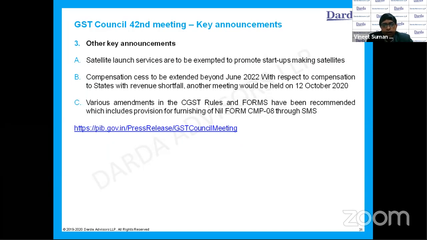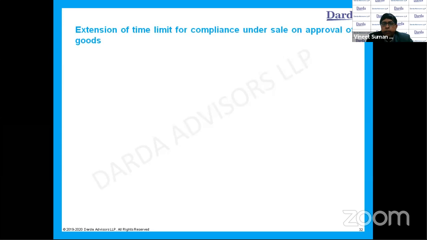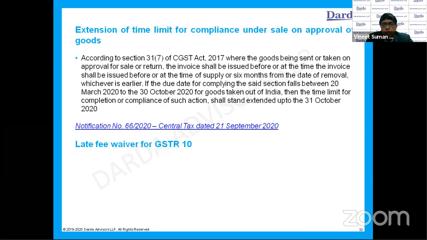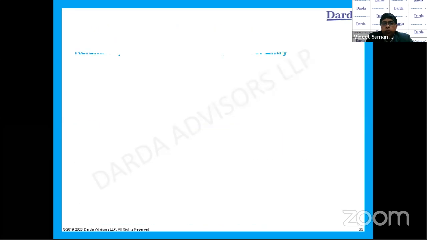And last, all the changes are going to be amended and incorporated in the rules, including the form compensation 08, which you can file as nil through SMS. That's all about the GST Council recommendation. And now I will take certain aspects. I will not go through all this because it is all changes in dates and so on. I will move to the customs part now.